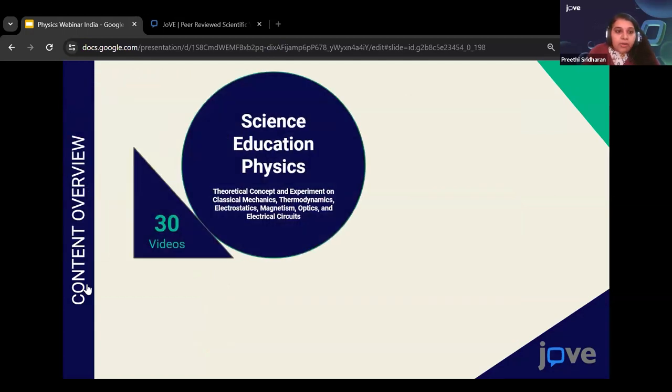Now we will see some of the other content that we have under the physics collection. Apart from our core physics collection, we also have science education physics, which is a video library dedicated to teaching the theory and practice of experiments. Under this we have 30 videos that cover classical mechanics, thermodynamics, electrostatics, and then optics, magnetism, and electrical circuits.